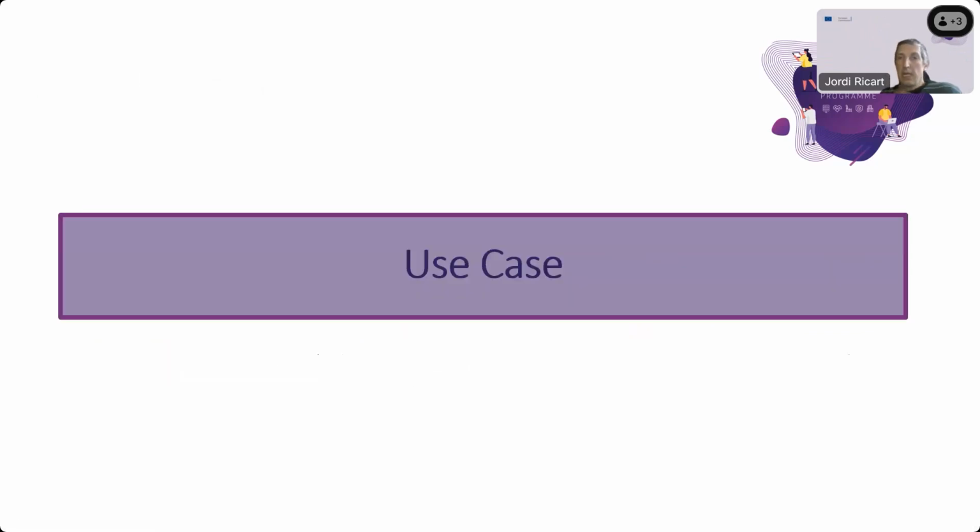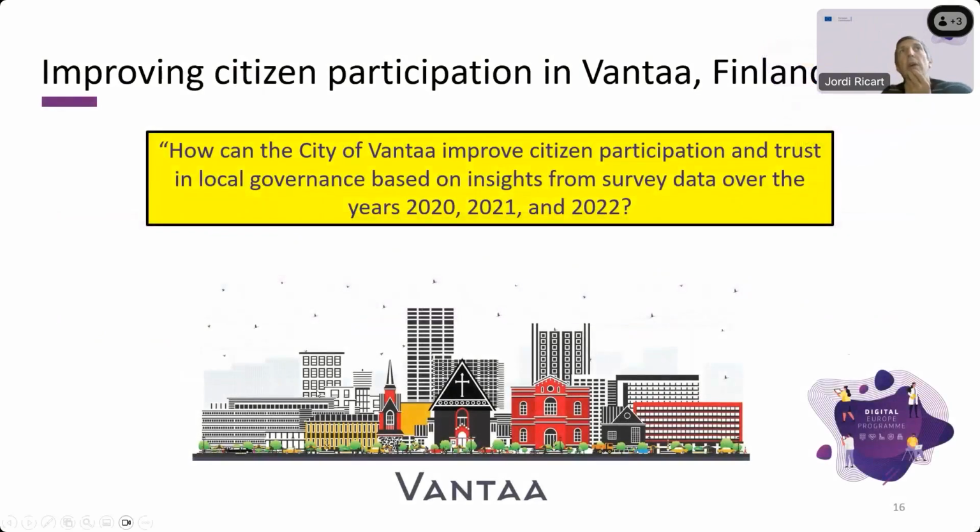Let me introduce the use case today, the example we've chosen. How can the city of Vantaa, in Finland, which has launched surveys to its citizens, improve the participation in these surveys based on the insights that we can get from the 2020, 21, and 22 data available, right? So that's what we are going to try to do today. How can the city improve that survey participation? How do we do that?